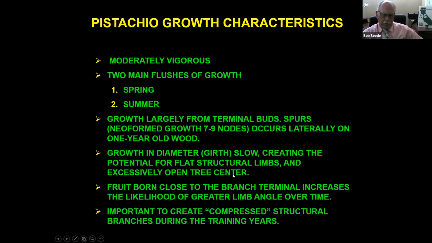And with the vase system, we're attempting to have the tree be compressed and fairly upright in its youthfulness, because the bearing habit of the tree is that the fruit is borne close to the terminals. It's very apically dominant. So everything happens on the ends of the shoots. The growth typically happens on the ends. The fruiting happens towards the ends. And consequently, this creates a cantilever effect where the limbs are constantly being forced lower and lower. And so it's important to start with a compressed upright structure.